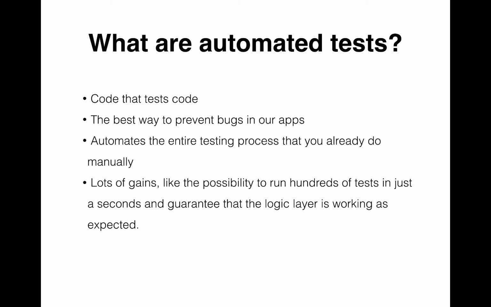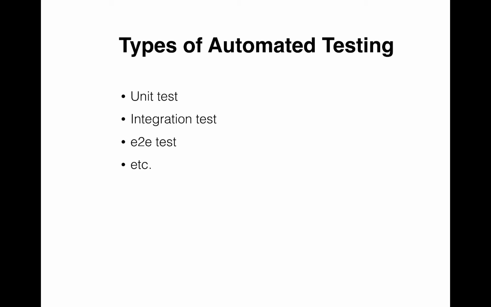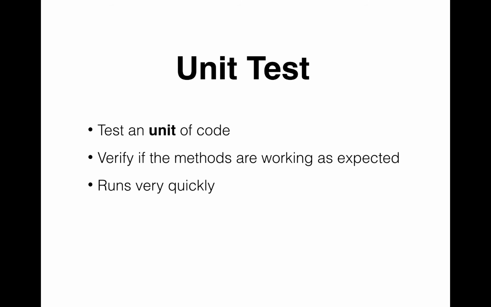With an automated process, we have lots of gains, like the possibility of running hundreds of tests in just a few seconds. There are some types of automated tests. Some of them are unit tests, integration tests, and end-to-end tests. In this video, we will use unit tests. A unit test is a type of test where we can test a unit of code. Two benefits of this type of test are that they run very quickly, so you can run them after a change in your code, and so verify if the methods are working as expected.